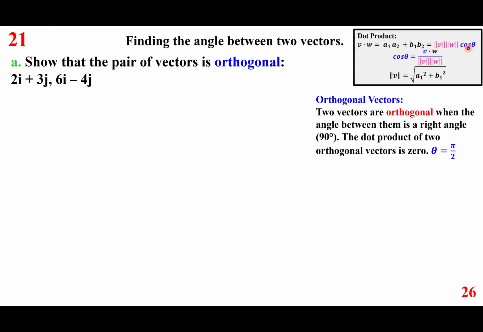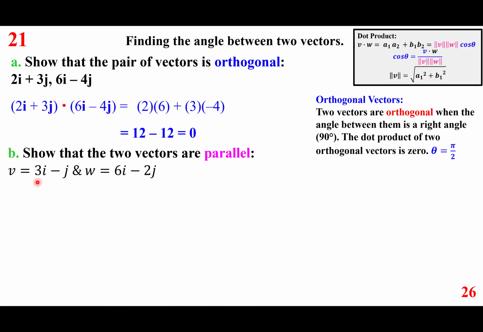So let's multiply. The dot product is 2 times 6 plus 3 times negative 4. Positive 12 minus 12, they add up to 0. And that's a proof. In other words, you calculate the dot product is 0, it shows the angle in between is 90 degrees.